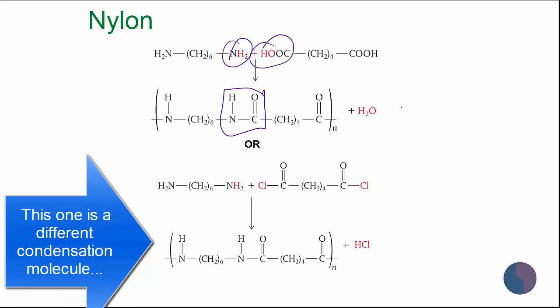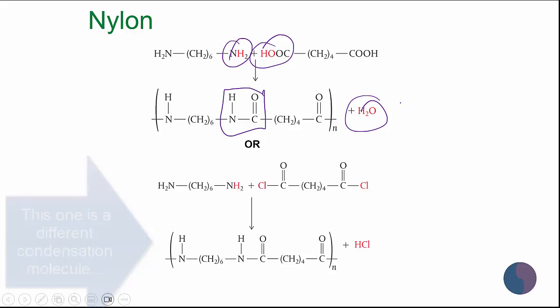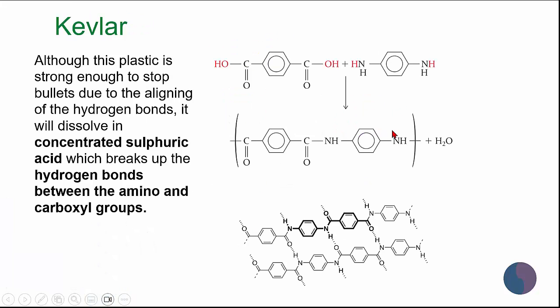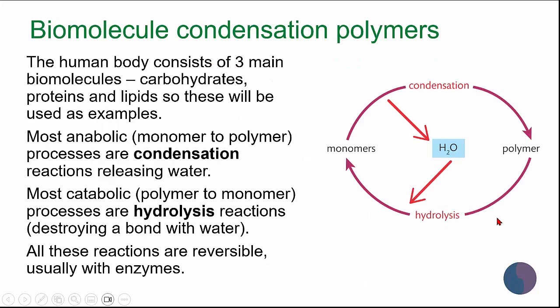Oh, and don't forget to say there's water coming off or going in, depending on which direction you've been asked to do. Kevlar is a common one too, if you're curious. That just has nicely lined up hydrogen bonds between the chains, so that's why it's super strong. And the biomolecules finally. Okay, so condensation is making, so that is anabolic, and catabolic is breaking down. So you put the water back in and get back to the monomers.